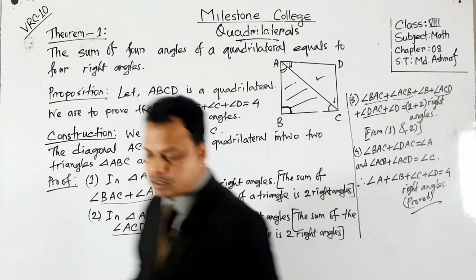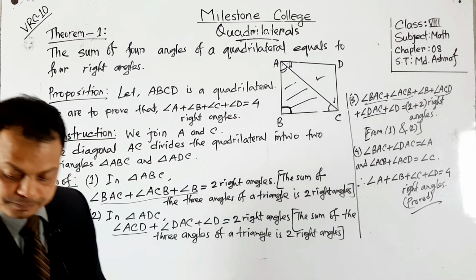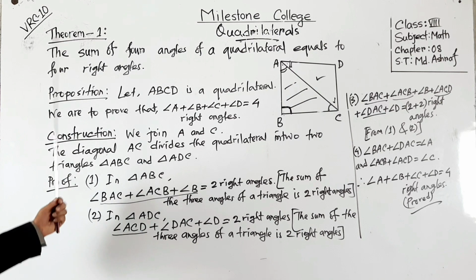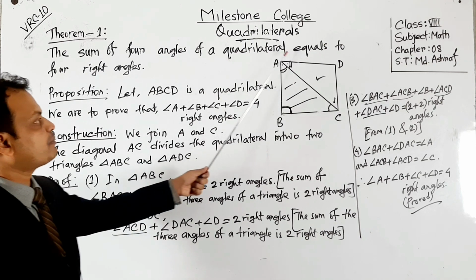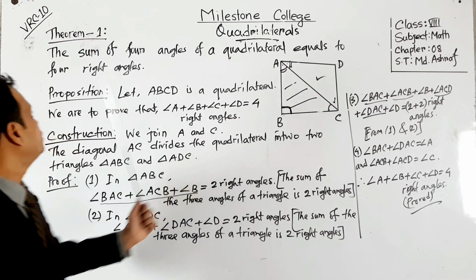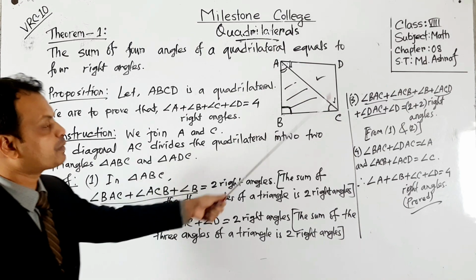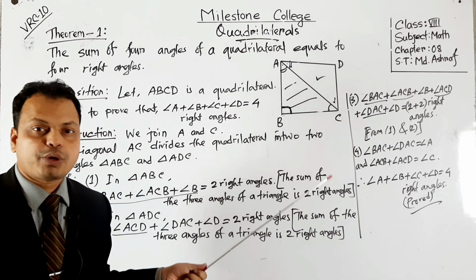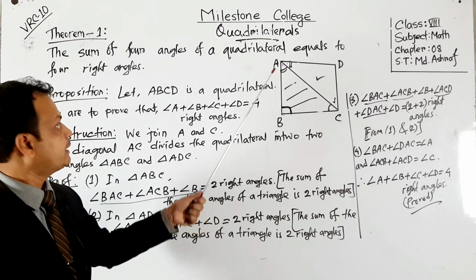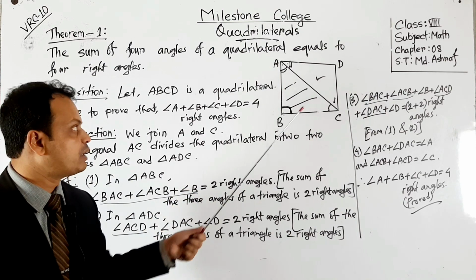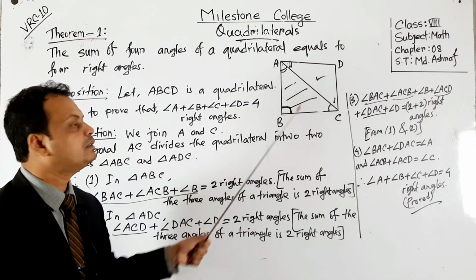So dear students, see this one again from the first. The question is: the sum of the 4 angles of a quadrilateral equals 4 right angles. So this is the figure of the quadrilateral. In any way you can draw the figure, there is no specific figure we have to draw. So ABCD is a quadrilateral.